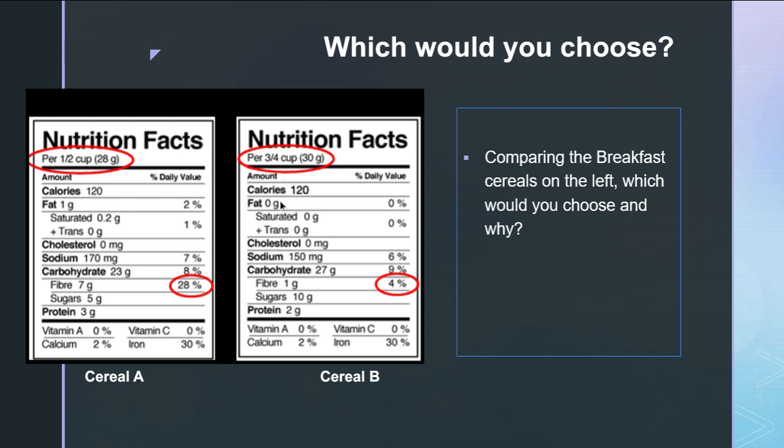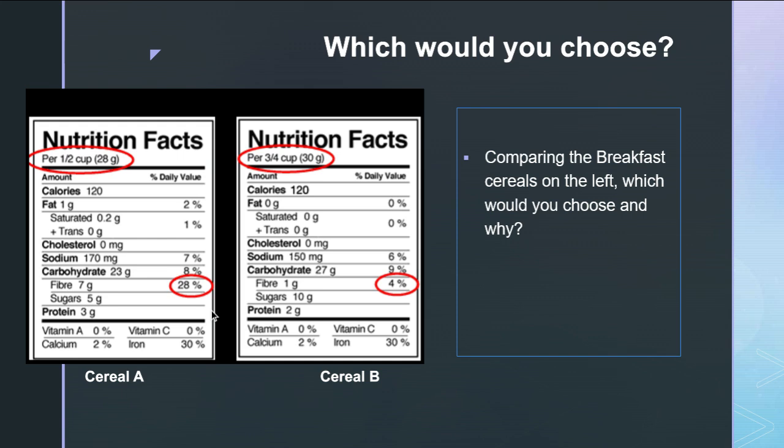The calorie amount is the same. The fat is essentially the same. There's a little bit of extra fat in cereal A, but very minimal. Cholesterol is the same. Sodium is about the same. Again, that's 170 milligrams. That's a very small amount. 150 milligrams, essentially the same. Carbohydrates are essentially the same as well.